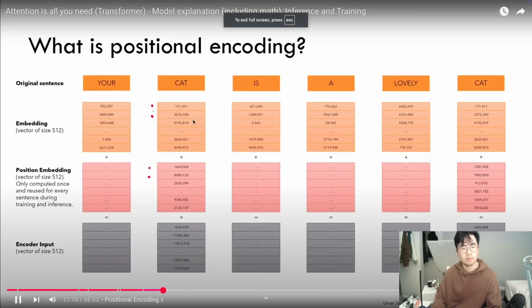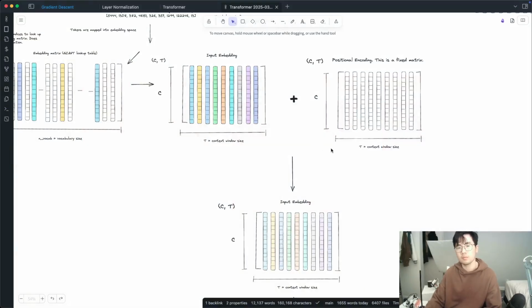We add each dimension of the embedding to the corresponding dimension of the positional vector, the first dimension with the first dimension, the second dimension with the second, so we will get a new vector of the same size as the input vectors.